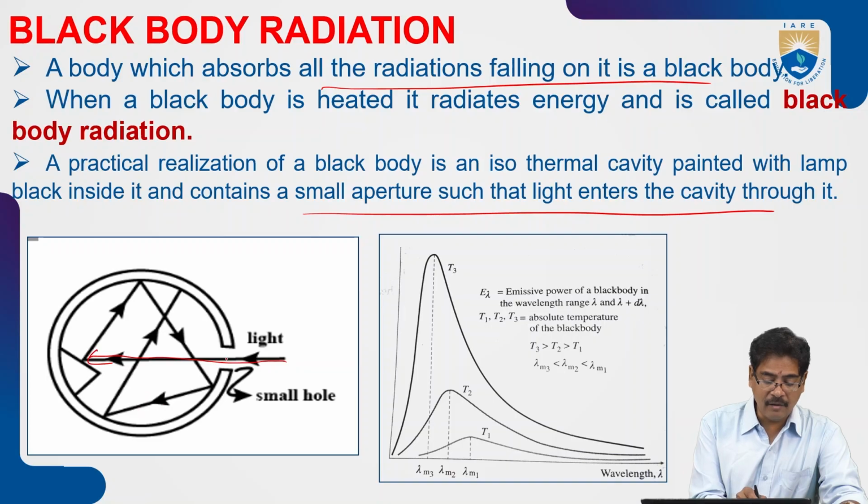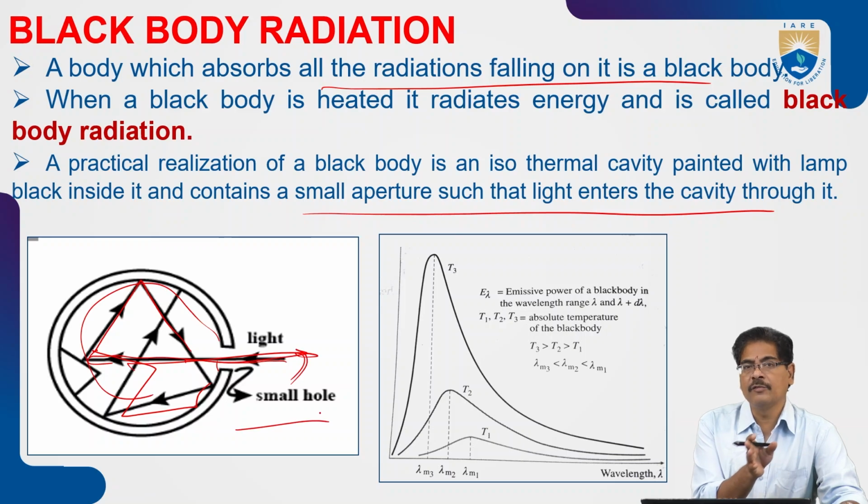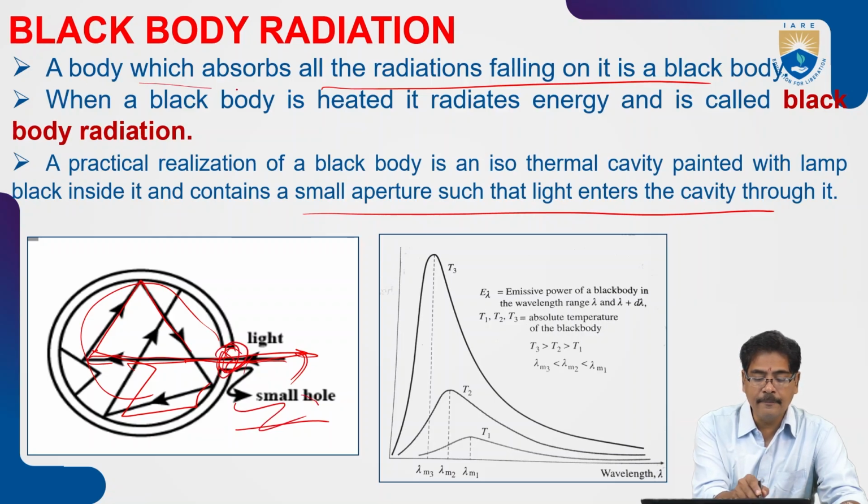And after taking multiple reflections at the boundaries, it comes back to the same aperture through which it entered. This small hole is what we call the aperture. So that's why a body which absorbs all the radiation falling on it is a black body.